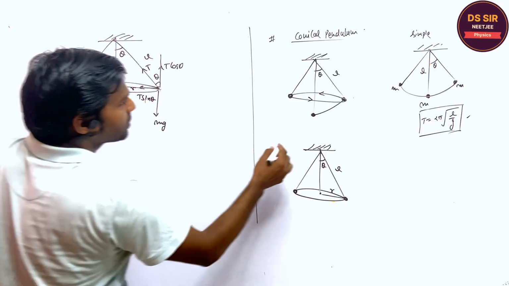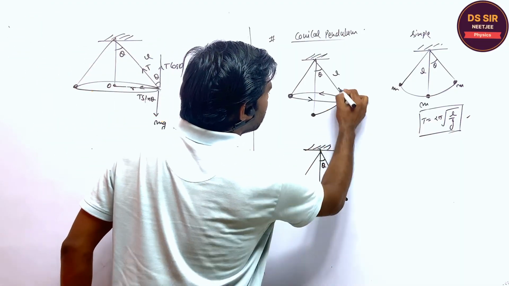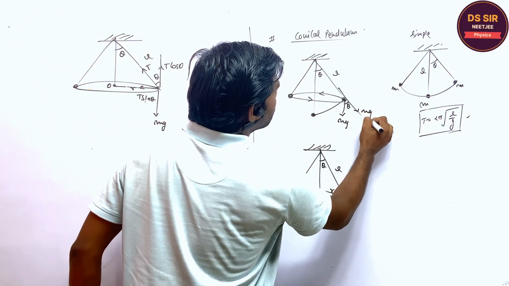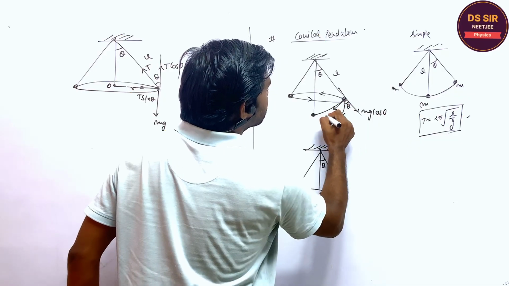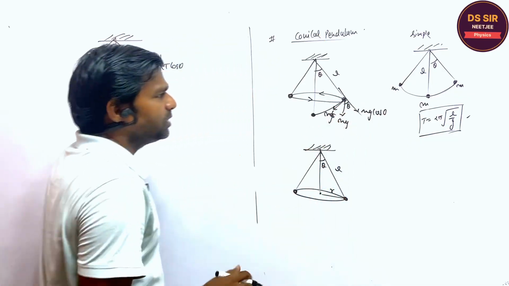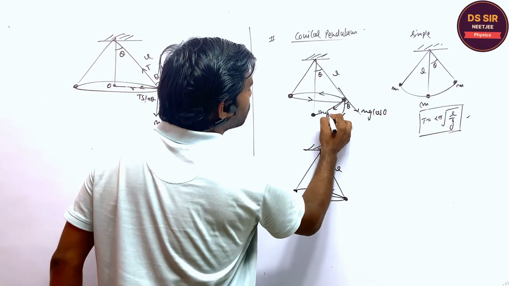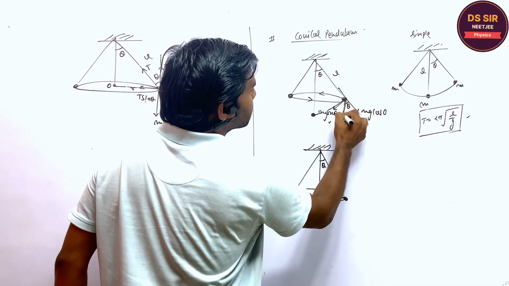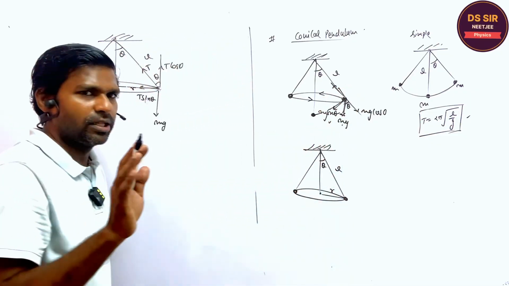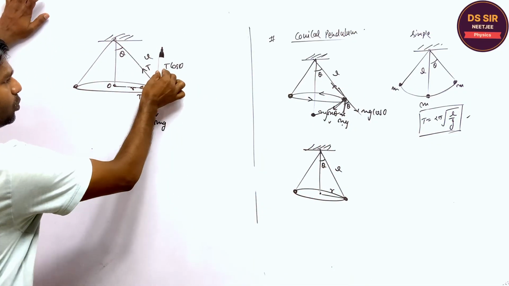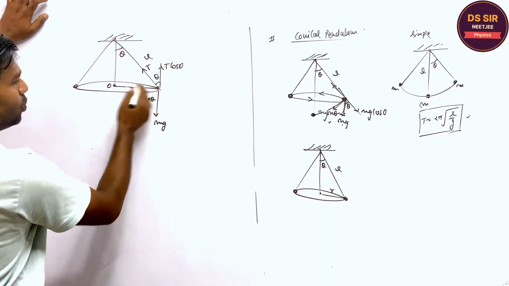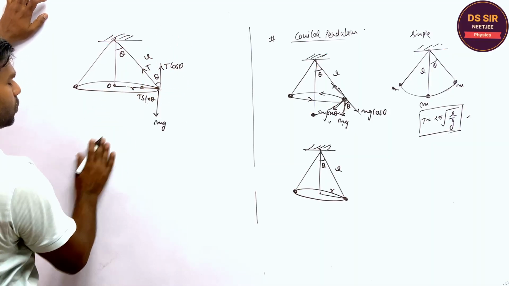Some students always get confused that if this is Mg and it is theta, then this is Mg cos theta and this is Mg sin theta. No. So you need not resolve this. Only tension is not acting in the proper direction, so you need to resolve the tension. So you tell me now, what is the net force toward the center?